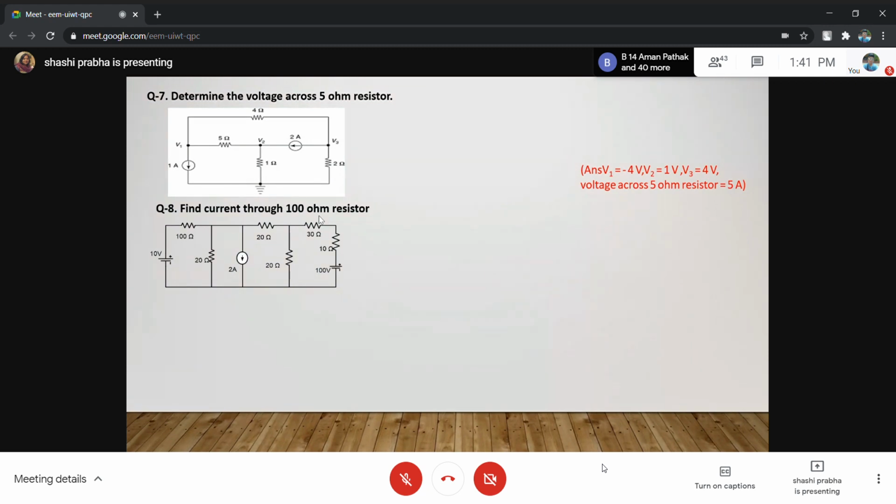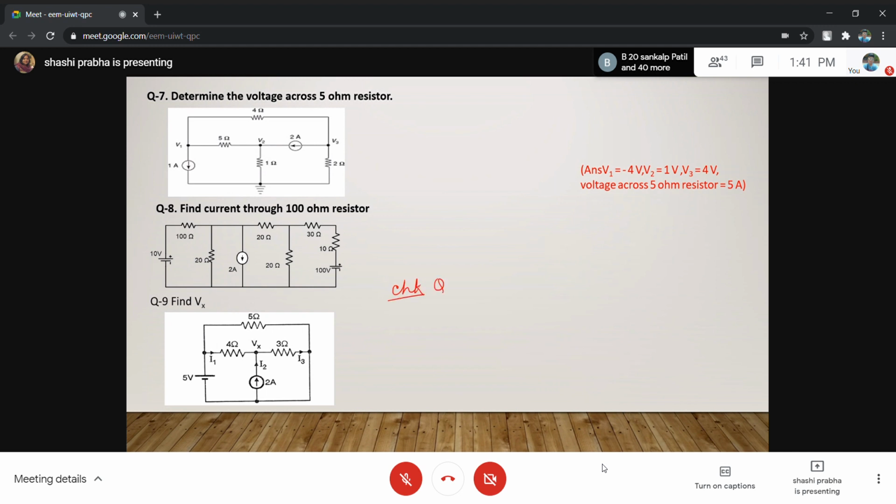ठीक है ना? Question number 8. Question number 9. थोड़ा सा 9 देखो. कोई प्रॉब्लम नहीं है question number 9 में. Just check question number 9. Question 8 तक तो कोई प्रॉब्लम नहीं है.